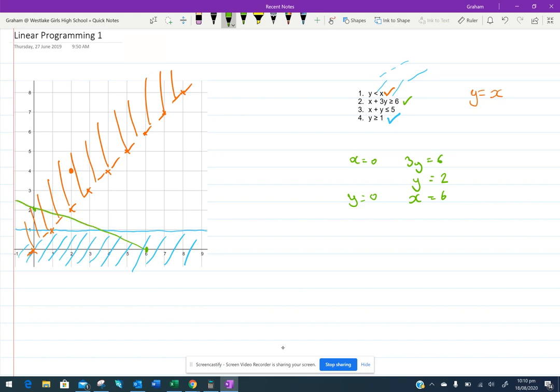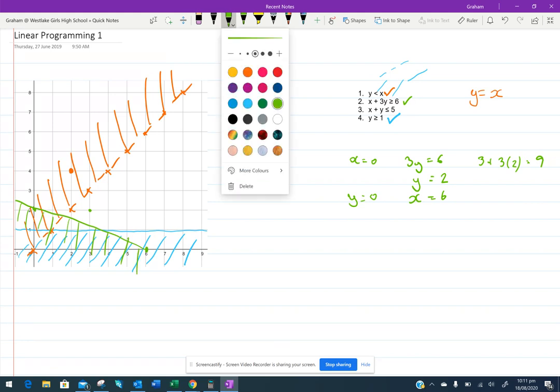Now I want it to be greater than 6. So if I pick a point, I'm going to pick 3 and 2. So I've got 3 plus 3 lots of 2 is equal to 9. 9 is bigger than 6, so that is in the bit that I want. So I've got to shade out the bit I don't want. So that's that point. And now I'm to my last inequation.